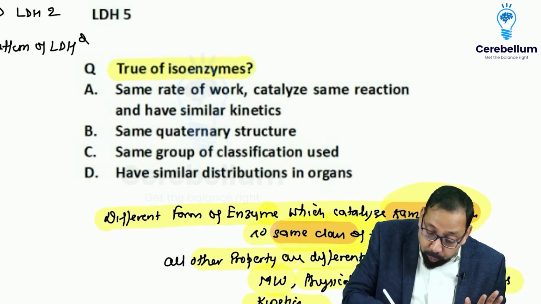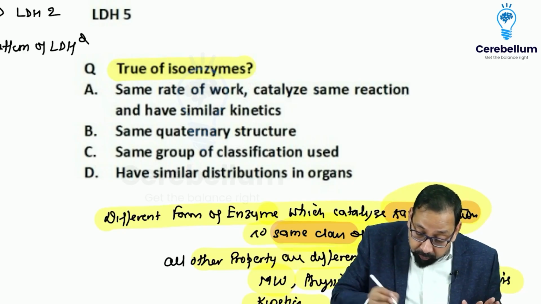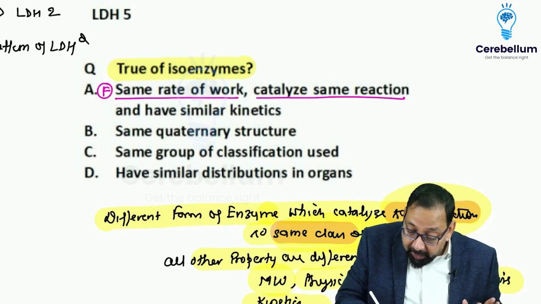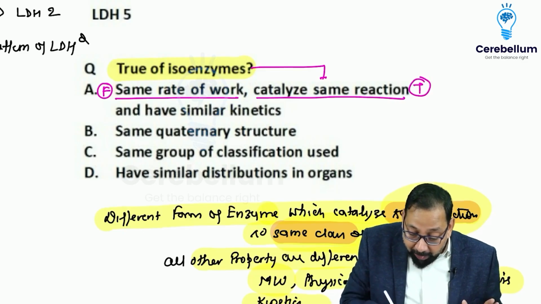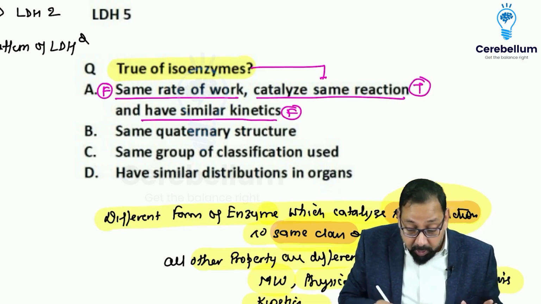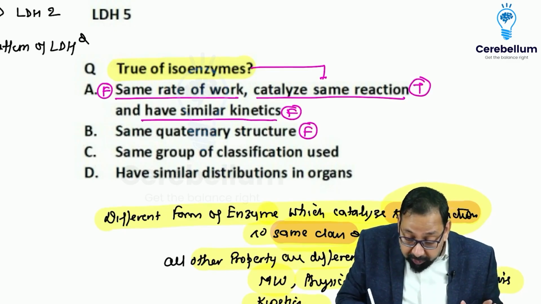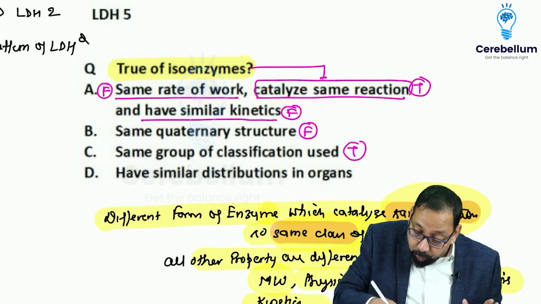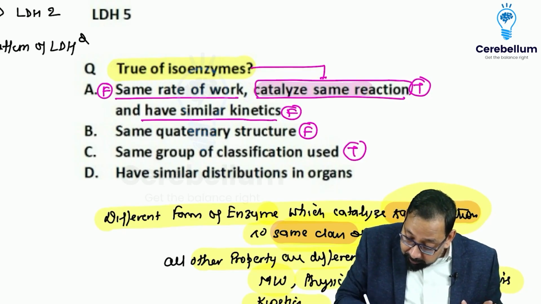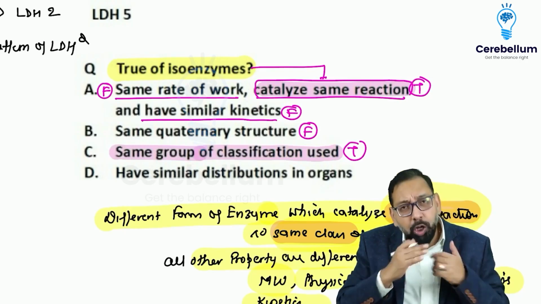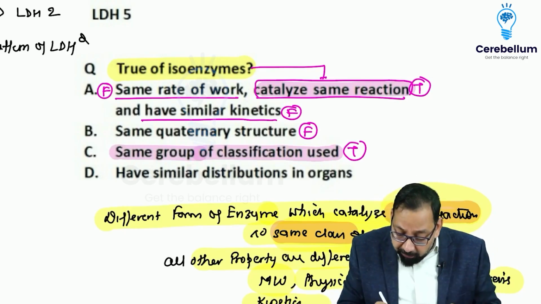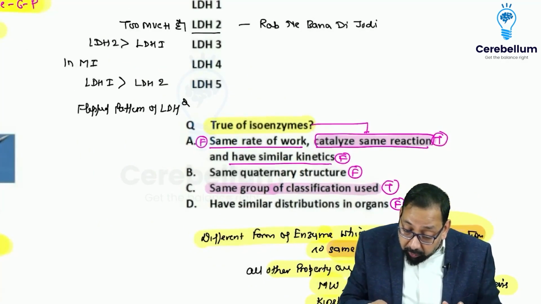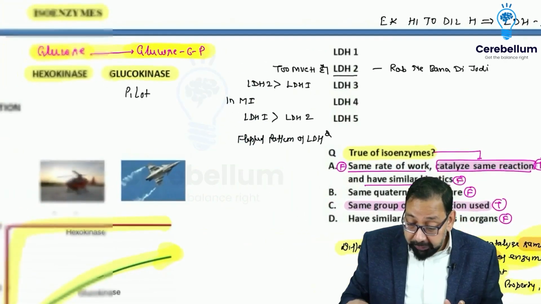True of isoenzyme, question asked two times. Same rate of work? No, rate of work is different. Catalyze same reaction? Yes, isoenzymes catalyze the same reaction. This is true. Have similar kinetics? No, kinetics are different. Same quaternary structure? No, quaternary structure is different. Same group of classification is used? Yes, because they catalyze the same reaction. So I highlight, yes, this is true and this is true. All other properties are different. Have similar distribution of organ? No, different distribution of organ. False. So this is the conceptual mnemonic of isoenzyme. Questions are asked, you can solve.